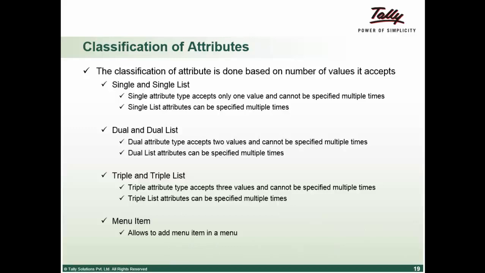Triple and triple list. Triple type accepts three values. Example, object attribute at part level, object, colon, ledger entries, colon first and colon another value, a condition, but can be specified only once. A triple list type attribute accepts three values and can be specified multiple times. Example, switch.